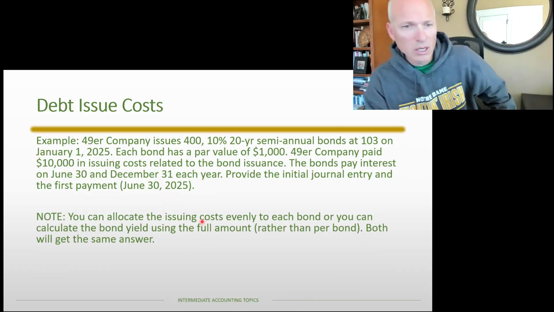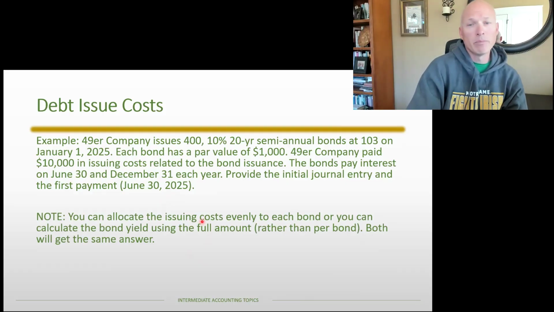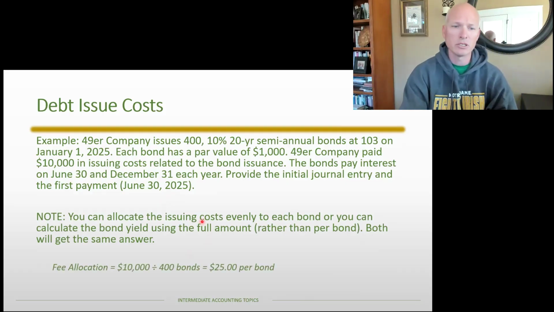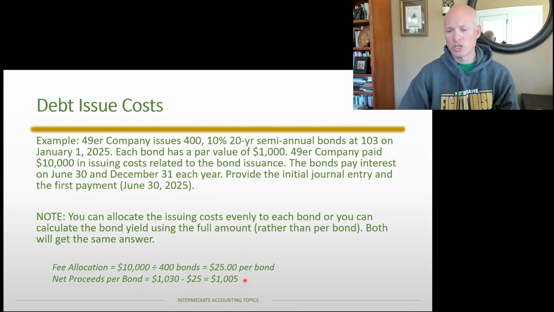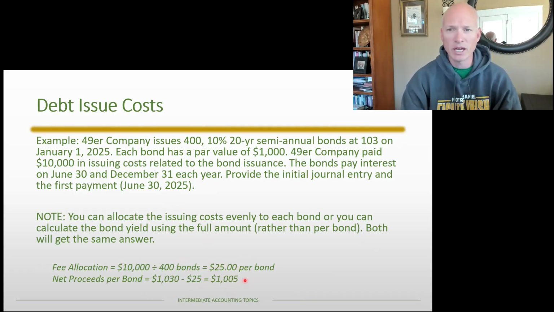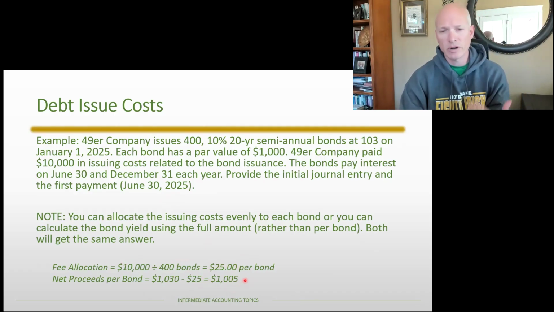I personally do the per bond allocation, so we take that $10,000 and allocate it to each bond, which would be $25 per bond. That means on a per bond basis, they're not getting 1,030. Really, they're netting $1,005. Again, this is the way to view this from the economic transaction, because that's what they're actually receiving.